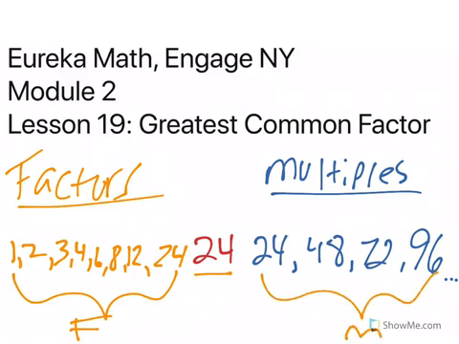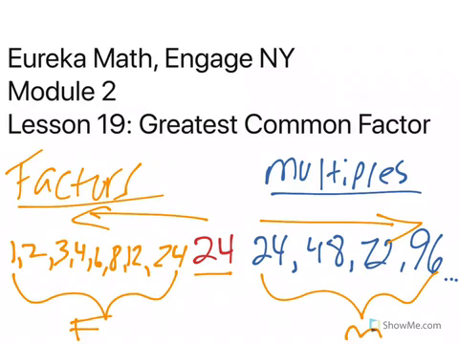All of these numbers over here are multiples. Multiples is multiply. You take the number and you multiply it by something, so it gets bigger. It goes to the right on the number line. Factors are all equal to or less than the number. So factors of 24 have to be 24 or less. Hope that makes some sense. We'll obviously continue to work on that in class together.